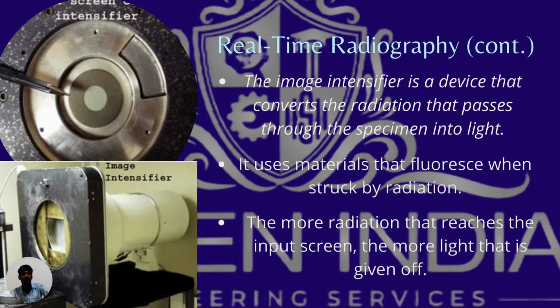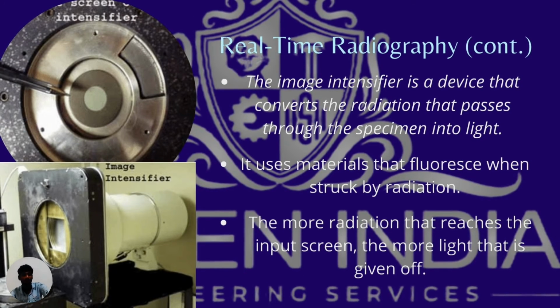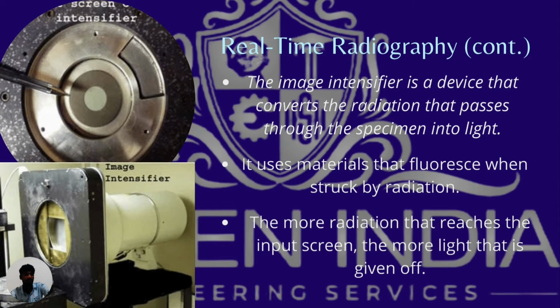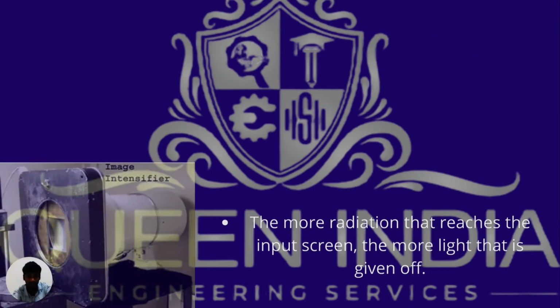The image intensifier is a device that converts the radiograph that passes through the specimen into light. It uses a metal that fluoresces when struck by radiation. This is the intensifier device. This is the intensifier device of imaging in NDT radiographic testing.